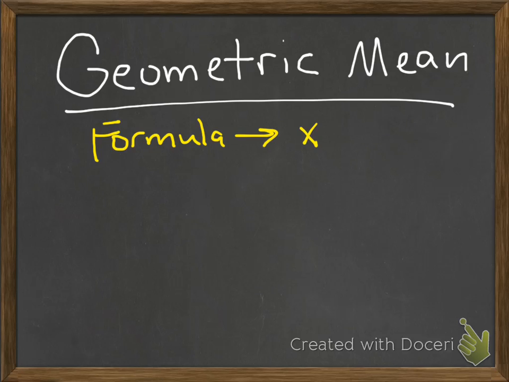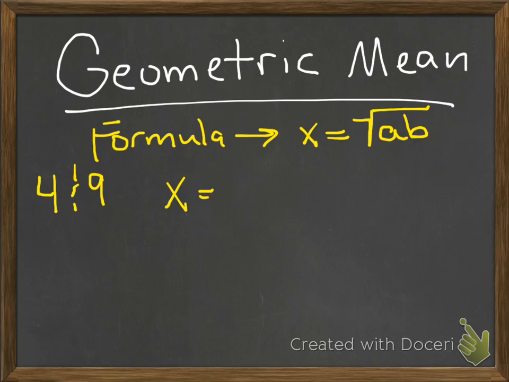is x, which is the geometric mean, is equal to the square root of the two numbers you're trying to find the geometric mean of. So x is equal to the square root of a times b. So if you're trying to find the geometric mean of 4 and 9, that means the geometric mean is equal to the square root of 4 times 9. And we know that the square root of 4 is 2, the square root of 9 is 3, so that would be equal to 6.